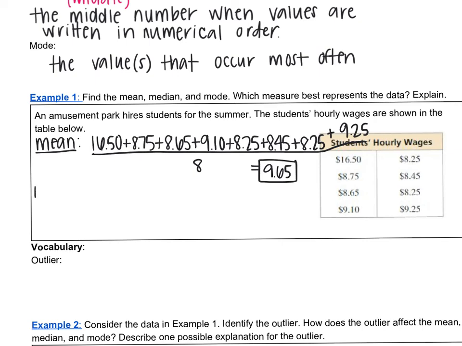Let's find the median. The median is the middle. In order to find the middle, I have to put them in numerical order. So I'm going to start with 825. Just to keep myself organized here, I'm going to cross it off as I do it. There's another 825. Put commas in between them so I can stay organized. There's an 845 and then an 865.